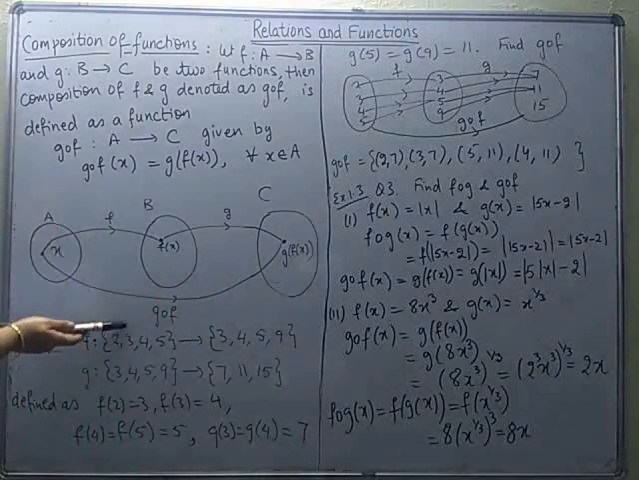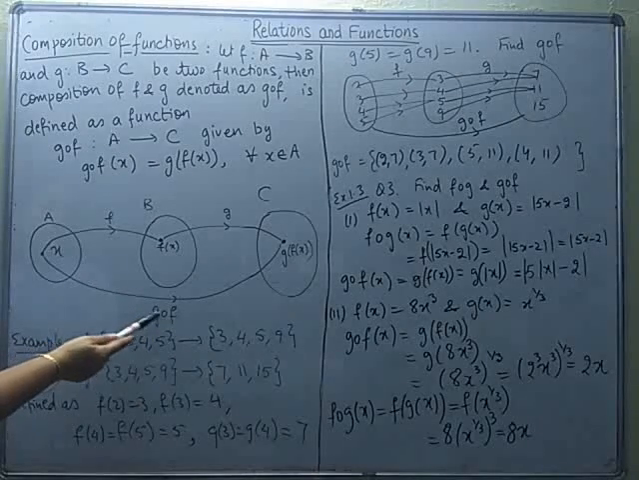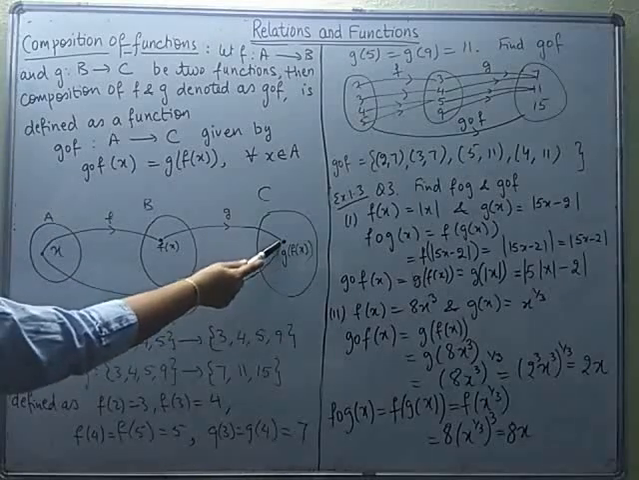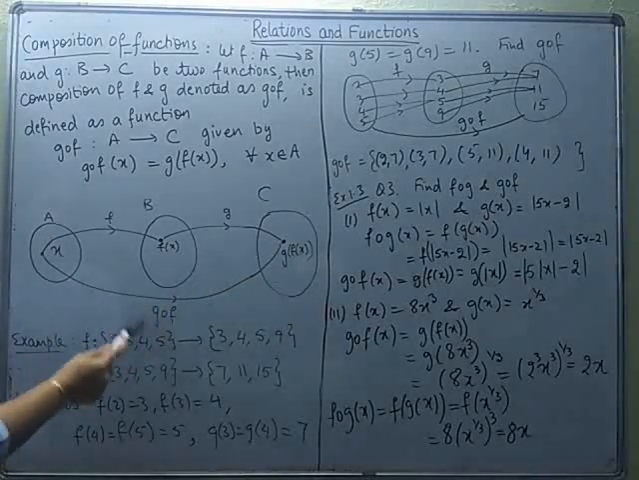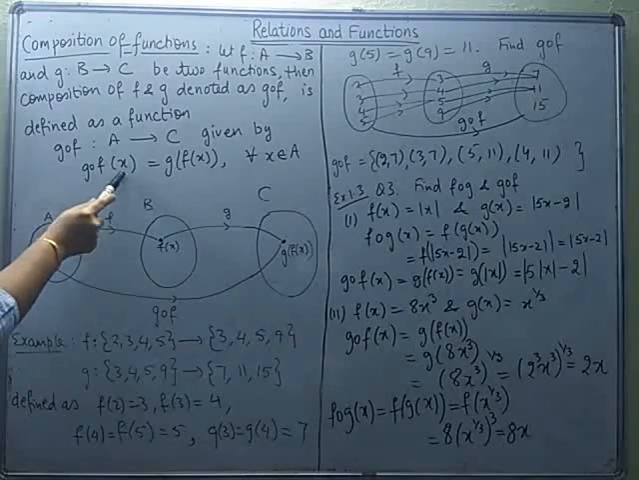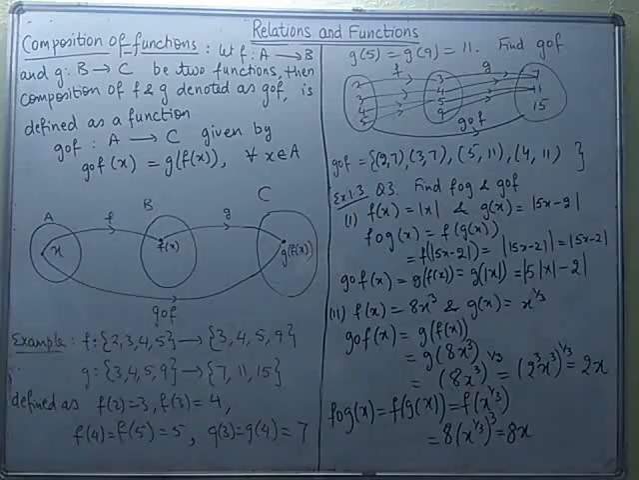Okay, so now you relate it to the definition. You can see composition of f and g or gof is a new function from set A to set C, such that under this function the image of x is equal to g of f of x for all x belonging to A.